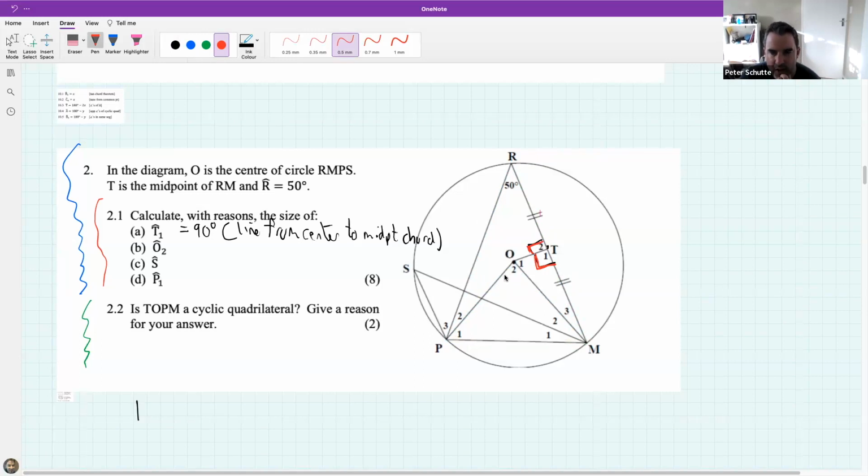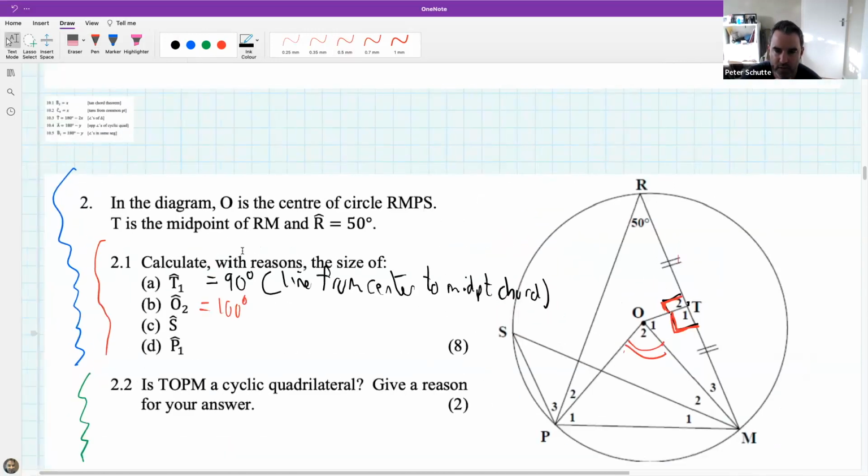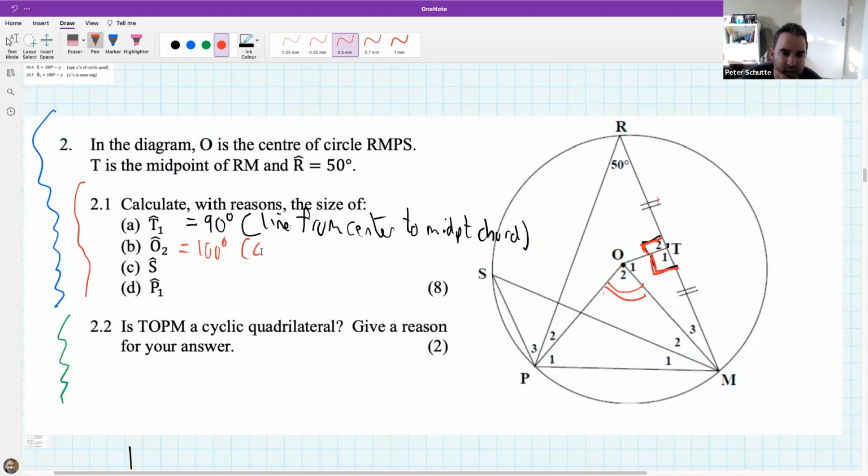Now, O2 is the angle at the center, and this is the angle at the circumference. Now, the angle at the center is double the angle at the circumference from the same chord, and so O2 is actually going to be 100. Let me zoom in, because otherwise it's a bit small. So 100, and then we'll say angle at center equals twice angle at circumference. So this one over here is actually 100. I'll give you a bit more time to get S and P1.